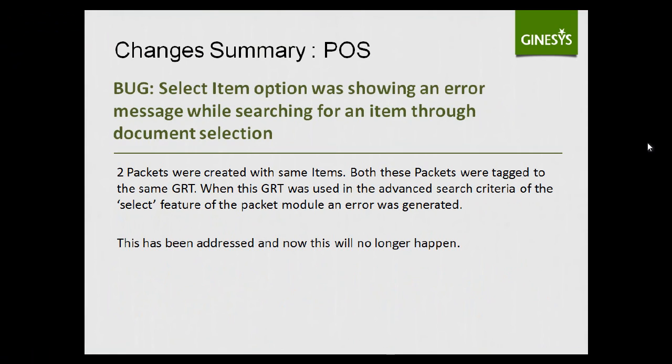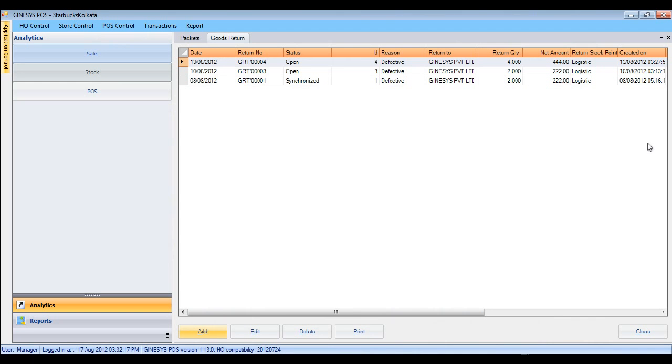The next bug that we addressed was a bug that we had seen in the select option of the packet module, when two packets were created with the same items, and both these packets were added to the same GRT. While doing a lookup through the packet module, when we did a search using this GRT, it would give us an error message, and we would not be able to proceed. So let me go ahead and show you what this looks like.